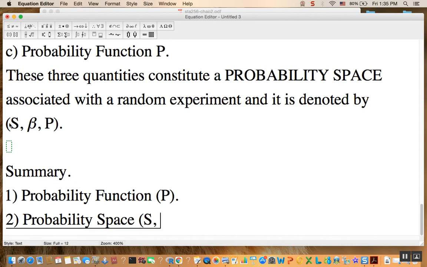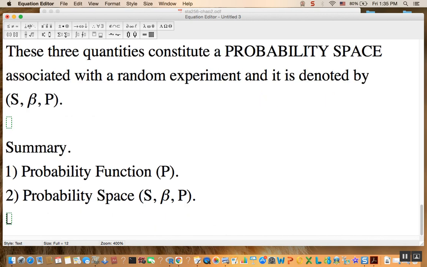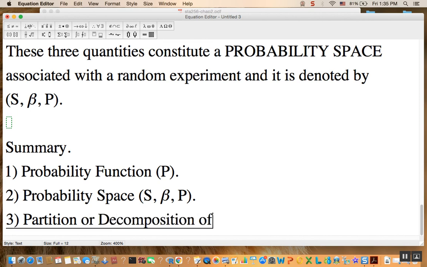Okay, so just let me point out here that we also mentioned along the way the concept of a partition or decomposition of S. Make sense?